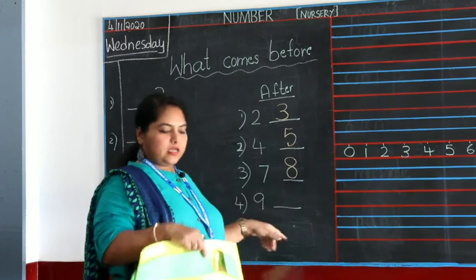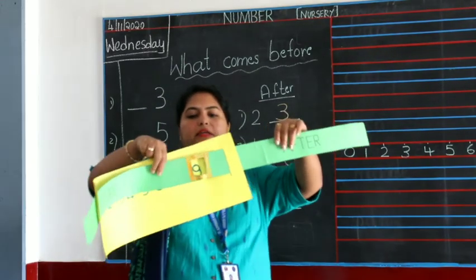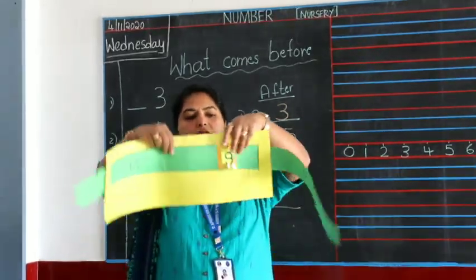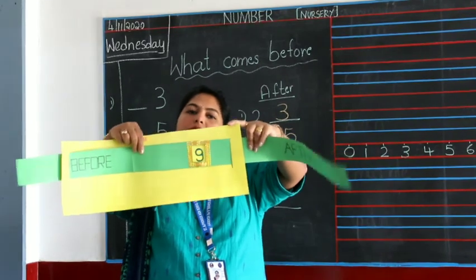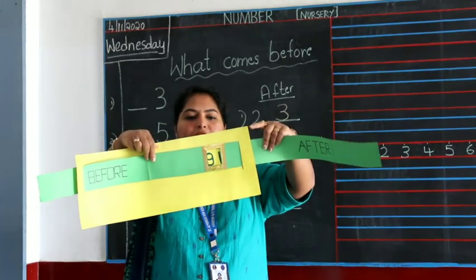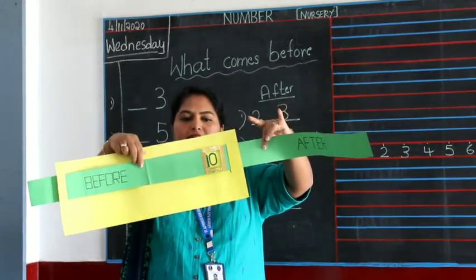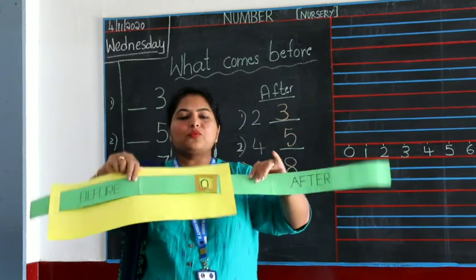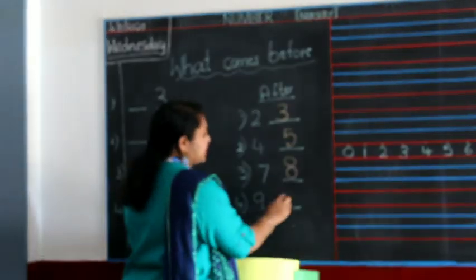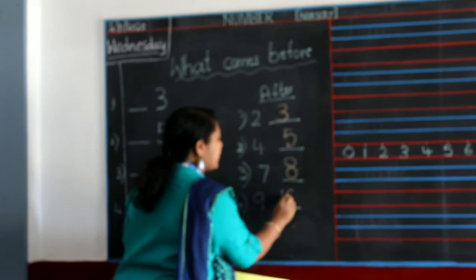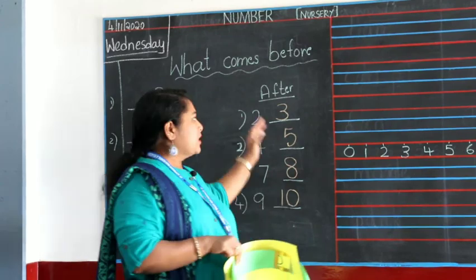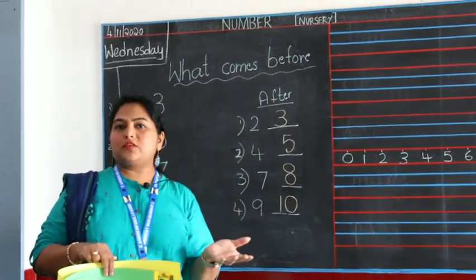What comes after 9? So on your number line, I have 9 over here. Let me hold it properly for you all. So this is 9. What comes after 9? Can anyone tell? I'm dragging the after side and here you go. I get 10. So what comes after 9 is 10. Okay. So after 9 is 1 and 0. That's your 10. What comes after 9? 10.